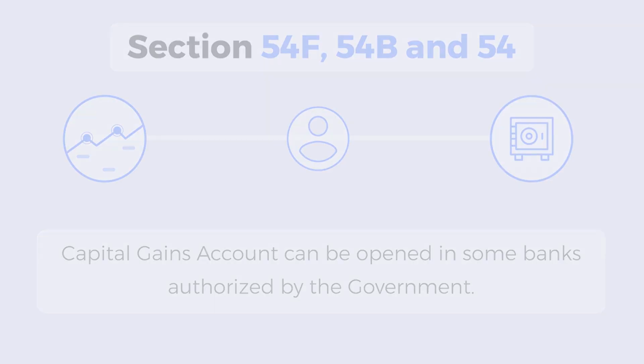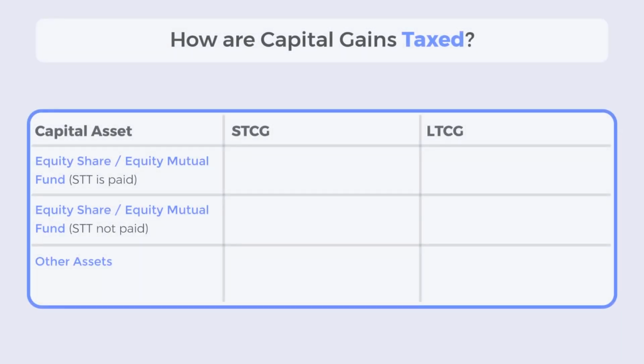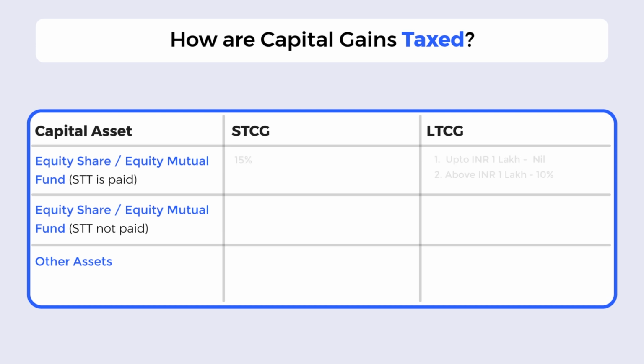Now that we understand the deductions applicable for capital gains income, let's see how it's taxed. STT is usually paid on equity shares and mutual funds. Therefore, the capital gains income from equity shares or mutual funds are taxed a little differently. In case of short-term capital gains, the tax rate is flat 15%, and in long-term capital gains, anything above 1 lakh rupees is taxed at 10%.